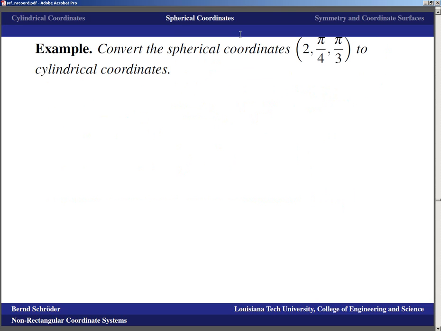And so, for example, if I want to convert the spherical coordinates 2, pi over 4, pi over 3 to cylindrical coordinates, the pi over 4 is the same angle, but basically it's just computation, and we go through x, y, z first.